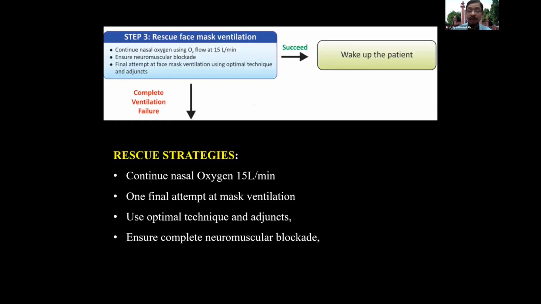Now, step 3 is rescue face mask ventilation. Continue the nasal oxygenation of 15 liters per minute, and ensure that the patient has a good neuromuscular blockade. And you go for a final attempt of oxygenation with a face mask, and you use all the adjuncts and the optimal technique which can be used during this process. Now, if you succeed, wake up the patient. If you fail, you declare this state as a complete ventilation failure.